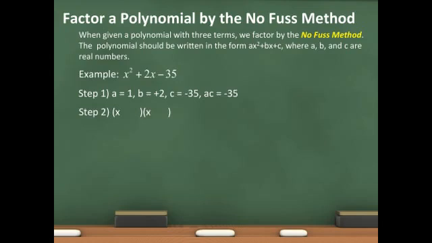For step 2, write two sets of parentheses. Notice that the first term in your polynomial is x squared, which means x times x. Since you have multiplication of two x's, we can write one x in each parentheses.